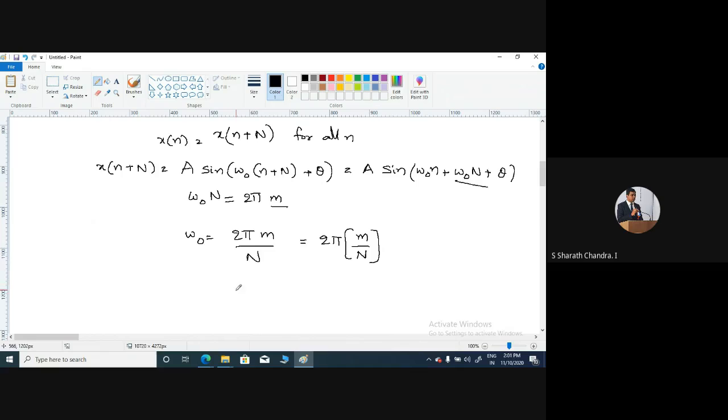Or this can also be written as N equal to 2 pi times m by omega naught. From this equation, for the discrete time signal to be periodic, omega naught should be a rational multiple of 2 pi, because m by N is a rational number. Otherwise, the discrete time signal will be aperiodic. And the smallest value of this positive integer capital N, for some integer small m, is known as the fundamental period.